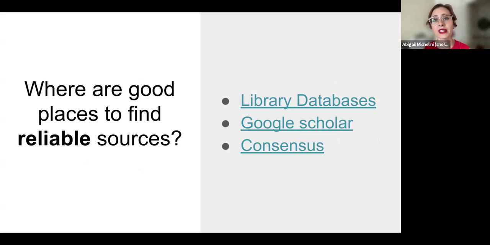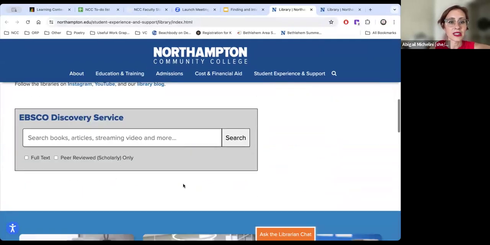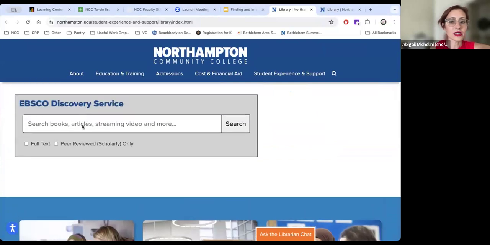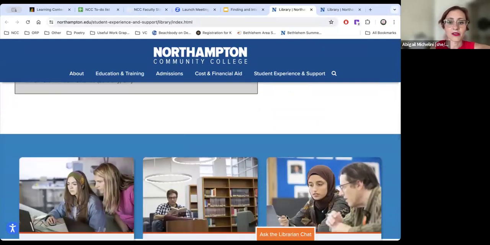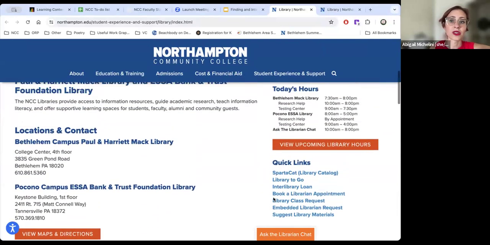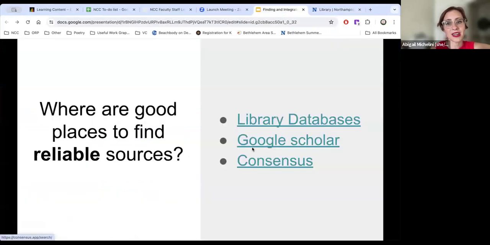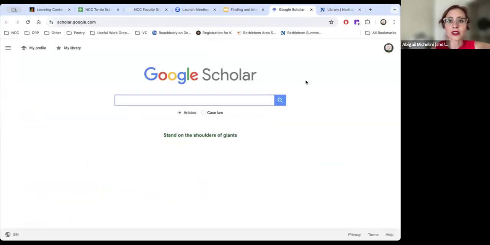So the number one is going to be the library databases. If you haven't yet explored the library databases, you definitely want to, okay? Let me go ahead and open that up. There is a main bar here that you can explore. You can ask a librarian for help, or you can explore the databases further individually. I highly recommend reaching out to librarians if you're having trouble finding information, because their job is to help you find stuff. There's also Google Scholar.